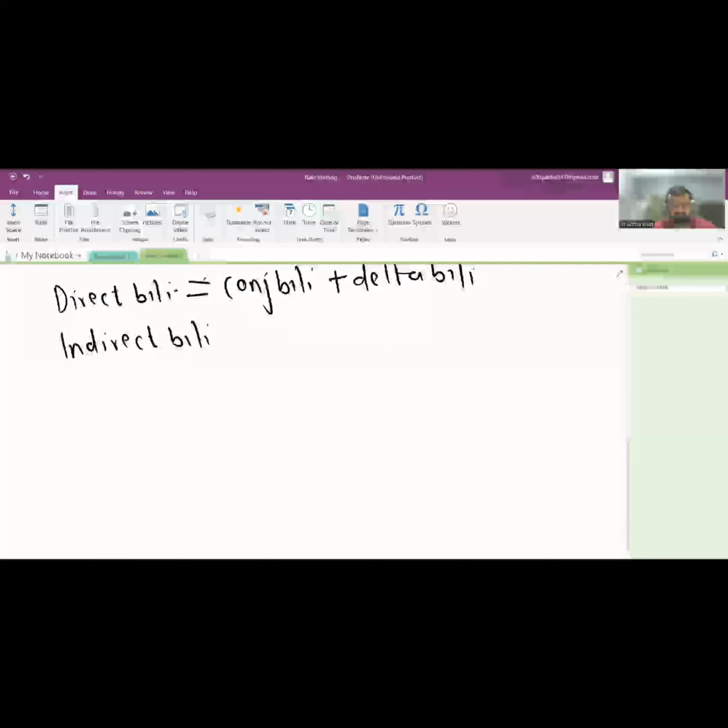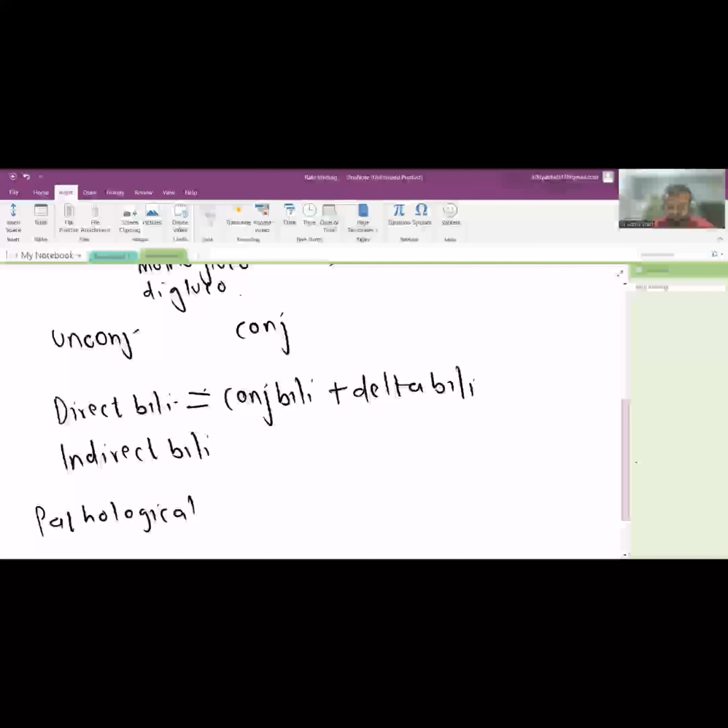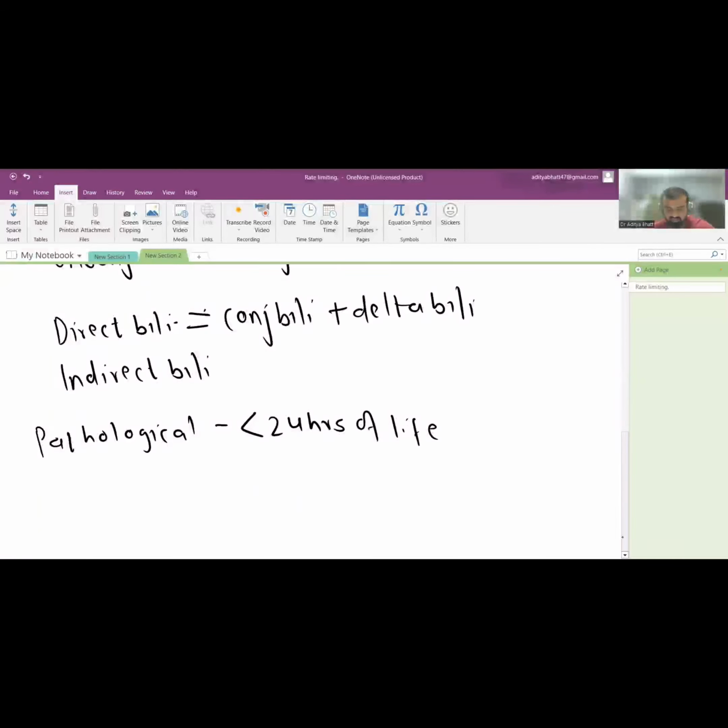Now, what is the definition of pathological jaundice? Jaundice which occurs in less than 24 hours of life. Then second is the presence of jaundice in the arms and legs, not the palms, the arms. It is present in the arms and legs within 48 hours of life.